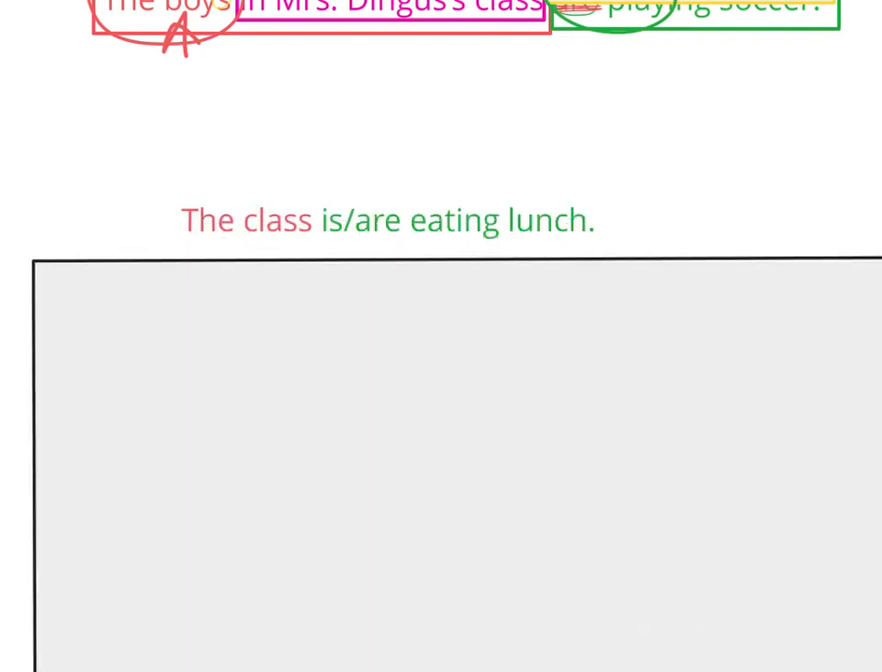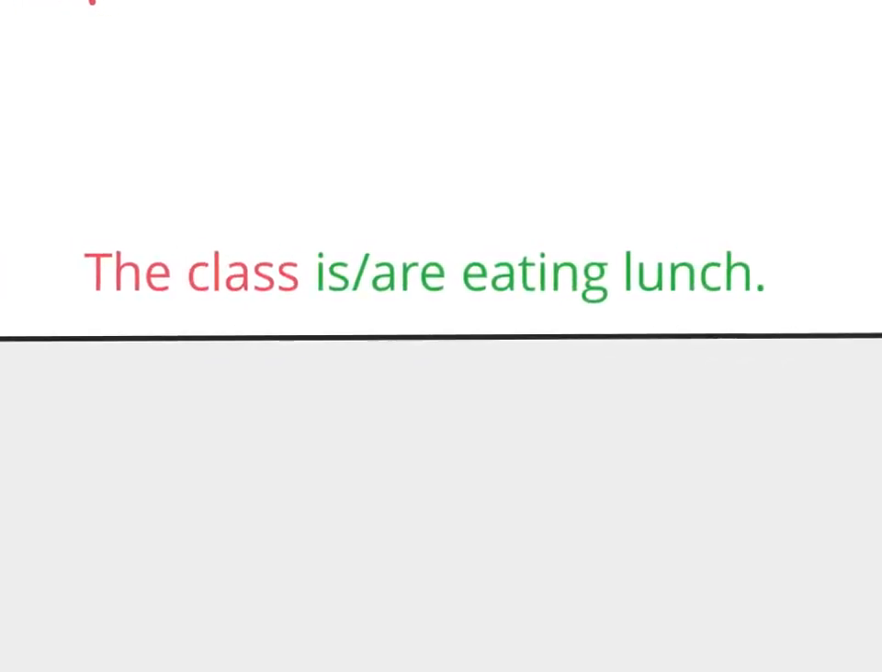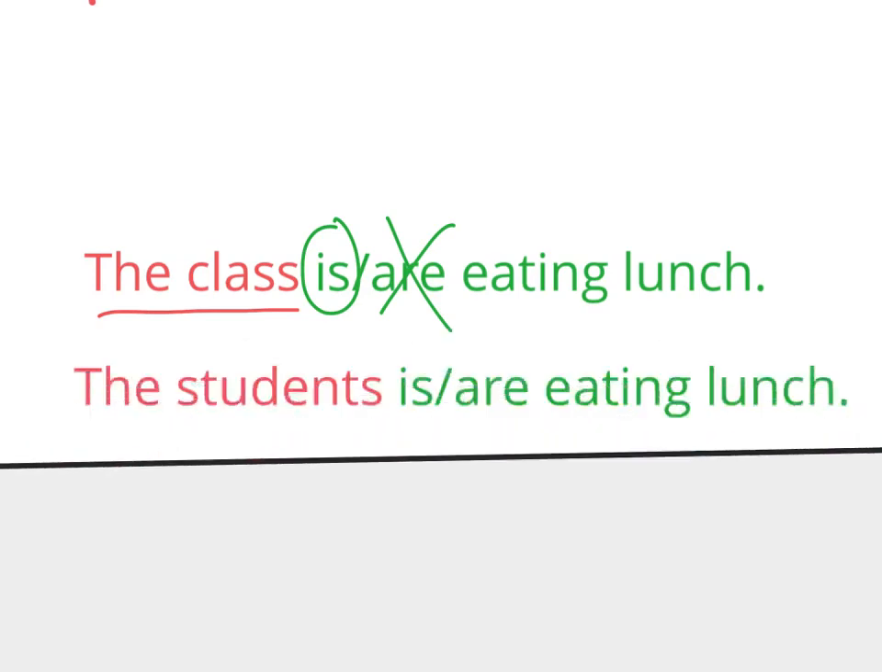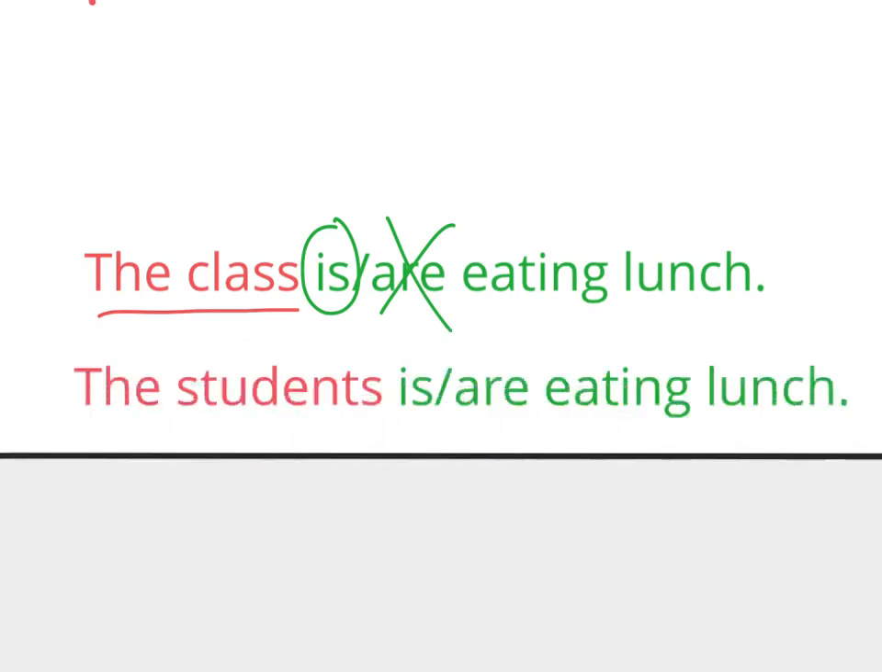All right, we've already done this a little bit. We need to remember that when we're using the word the class, that's just one. So we would say the class is eating lunch. That's one group. The students, but we remember that the students is when we're counting every single student in the class. And there's our S, which means more than one, so we're going to say are. The students are eating lunch.